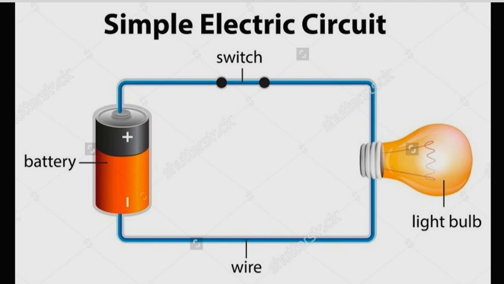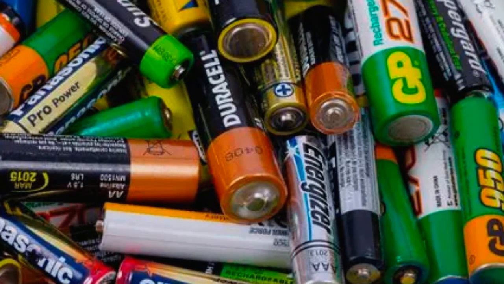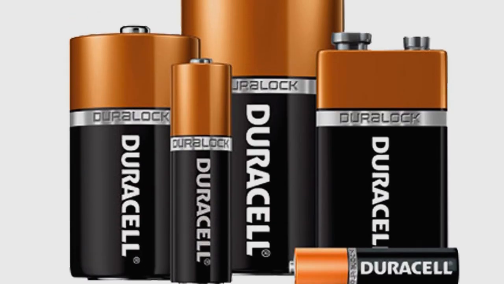First of all, let us start with the battery. A battery is literally the powerhouse of a circuit. It powers literally everything. Batteries come in different sizes and different voltages, which vary based on what is needed by the circuits.